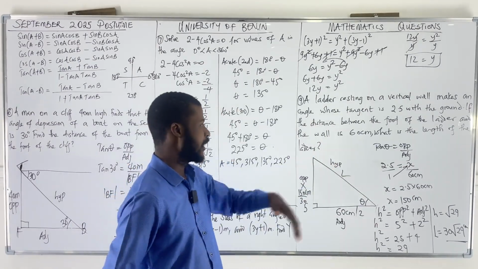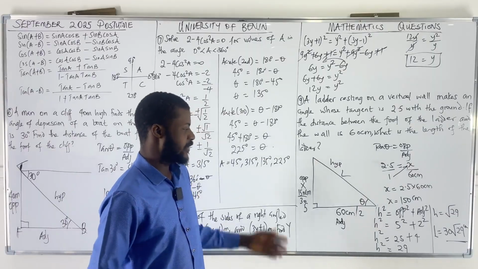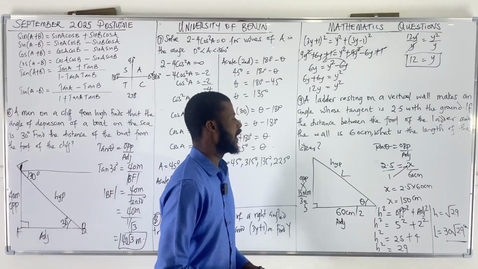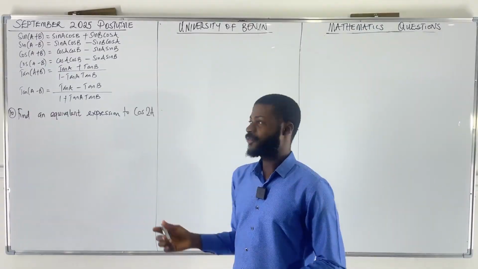So that would be the answer to the question. You can see how I manipulated my way through. That's basically how we do it. So this will be all for number 9. Let's go to number 10. Now here's question number 10.